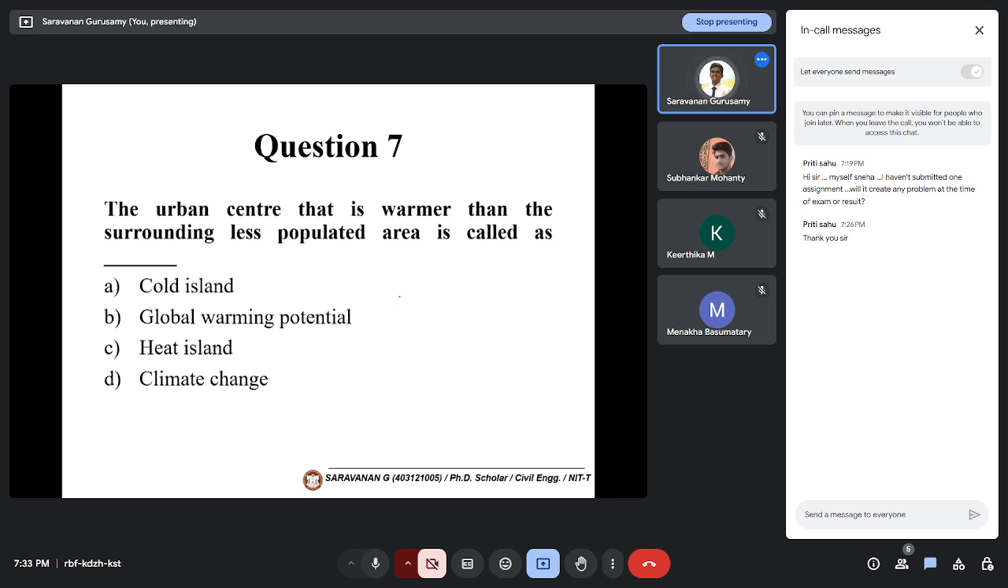Then the seventh question: the urban center that is warmer than the surrounding less populated area is called what? So it's getting warmer. Less populated areas surround it, and the central part is populated. If it has a higher temperature, then it is called a heat island. Surrounded by lower population, centered on huge population, having a huge global warming potential, that is called a heat island.